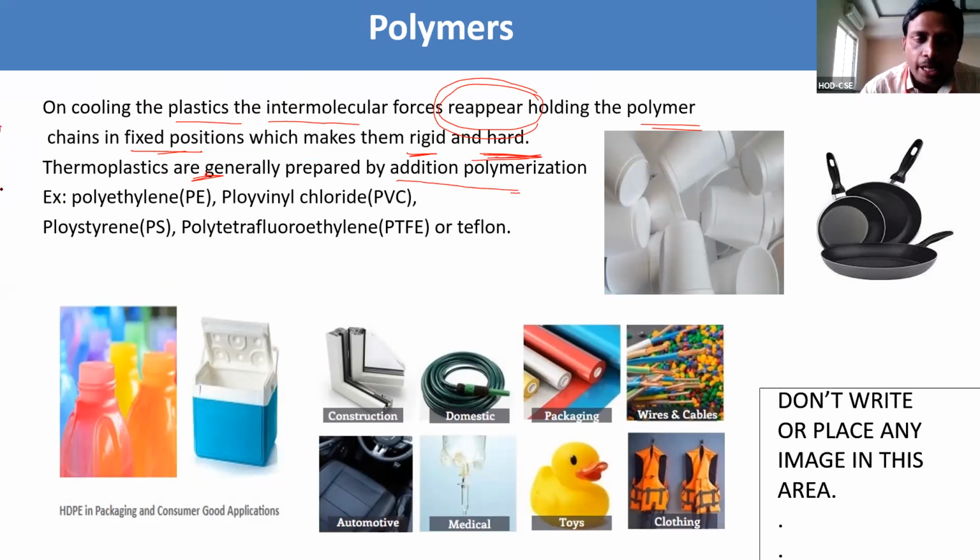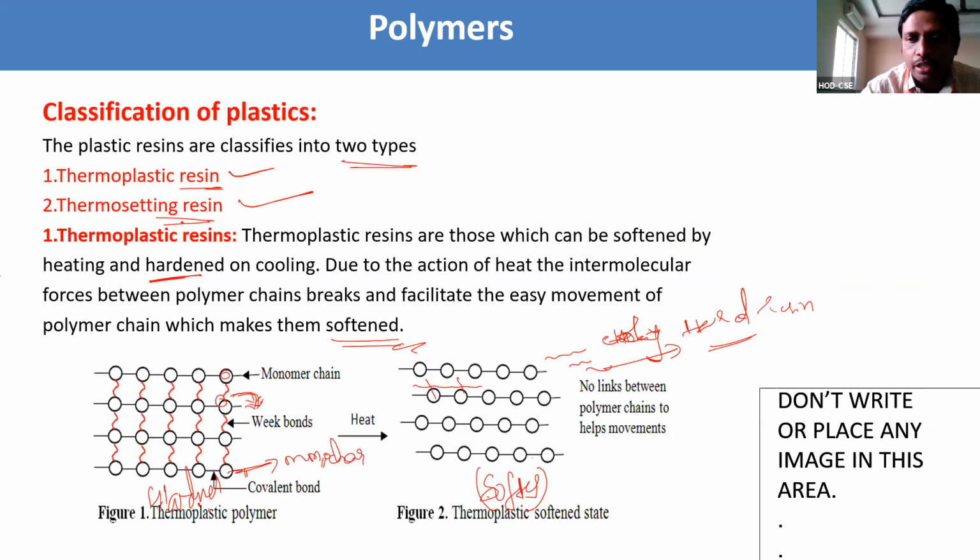Examples for thermoplastic resins are polyethylene, polyvinyl chloride, polystyrene, and PTFE. The full form of PTFE is polytetrafluoroethylene, or Teflon. These are the examples for thermoplastic resins. Quite the opposite of thermoplastic resin is thermosetting resin.